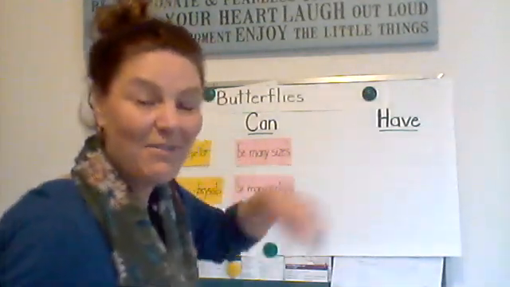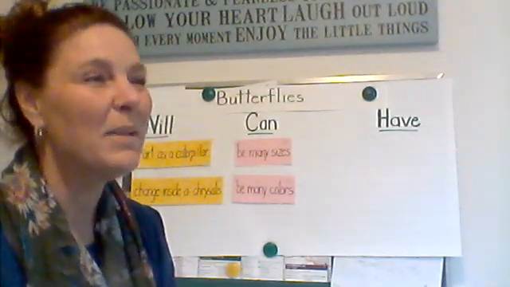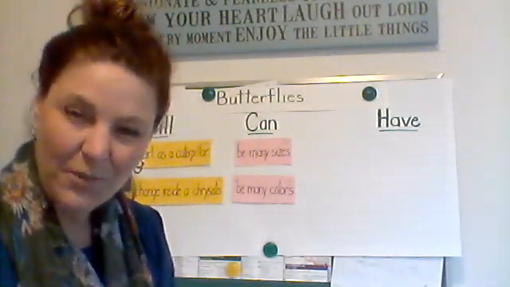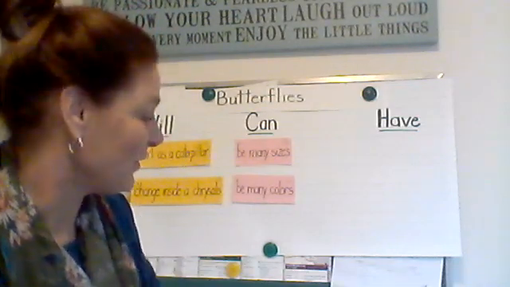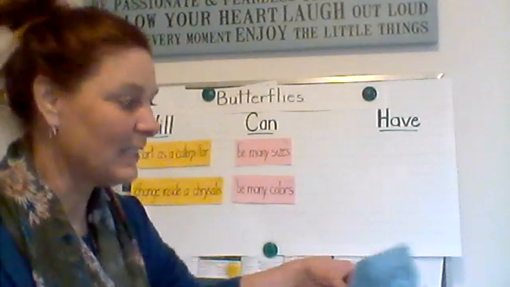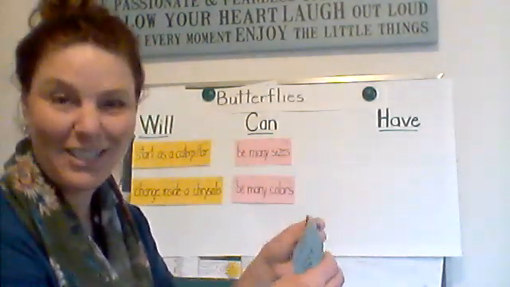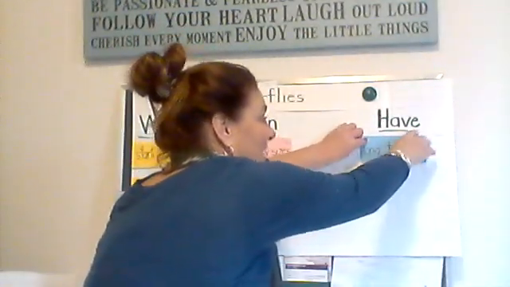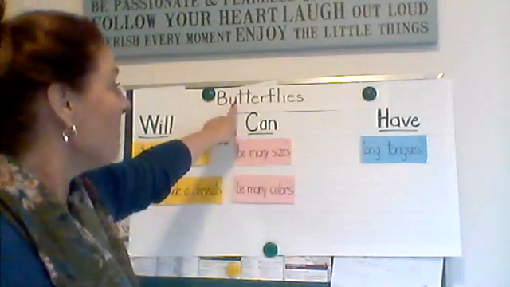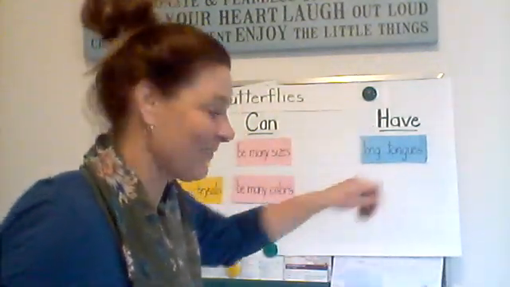Over here, I have the word have, and I had to think, oh, there were so many things that the author informed me about that butterflies have. But one of the things I thought was really fun was butterflies have long tongues. Remember, it used that long tongue to drink all the nectar out of the flowers. So now I have butterflies have long tongues.